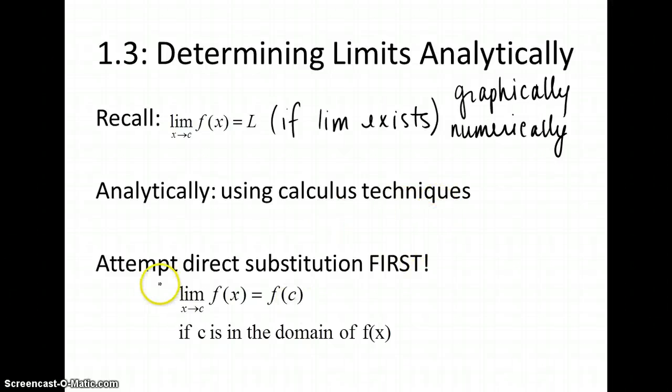Okay, so first things first, attempt direct substitution always. The limit as x approaches c of a function will be equal to the value of that function as long as c is in the domain of the function. Okay, what does this mean?